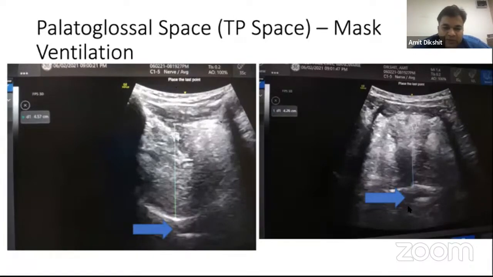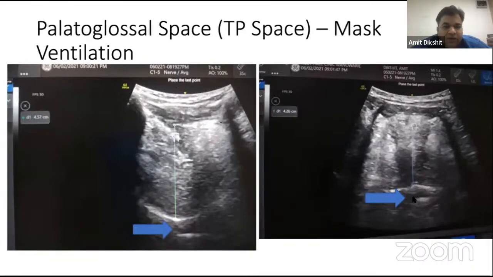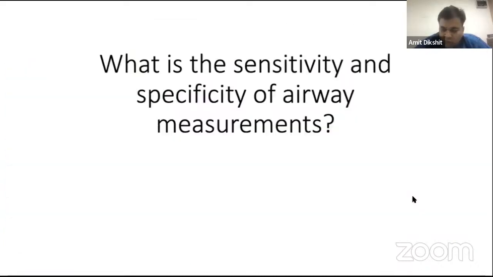If there is no such space, then probably we need airway gadgets, probably oropharyngeal or a nasopharyngeal airway, because tongue is going to fall. So this is a very useful parameter of palatoglossal space, and it has almost 91% sensitivity. Even if you answer the question as yes or no, if it is yes, then 91% sensitivity is there that you'll be able to mask ventilate this patient. So what are the sensitivity specificity measurements?